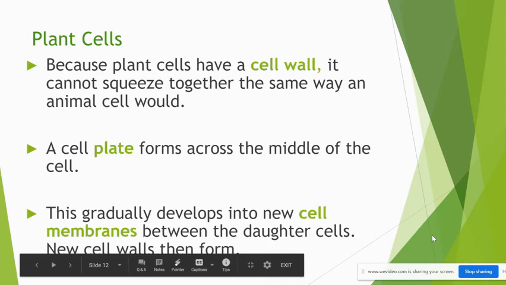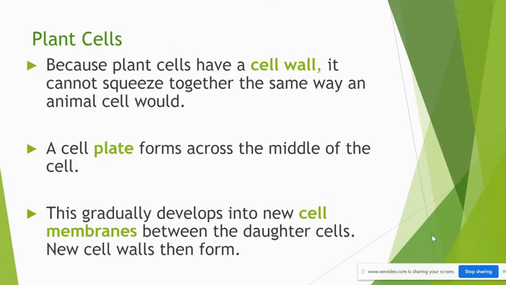But then in plant cells, they have a cell wall, so they have that more rigid structure. So this new structure called a cell plate forms, and it's used to divide the cells, and that cell plate then creates the new cell membrane, and then through that process, a new cell wall is able to form and harden and give that plant cell more structure.